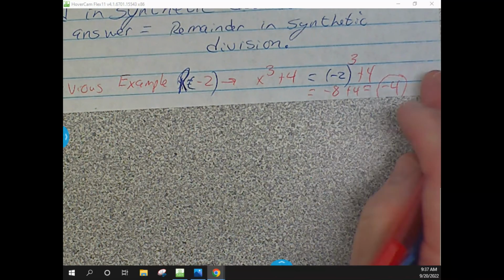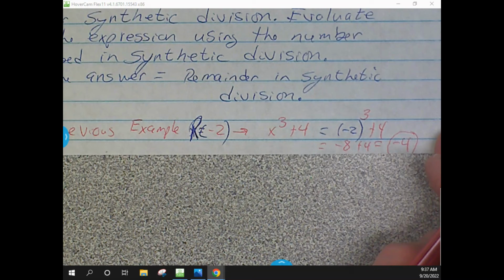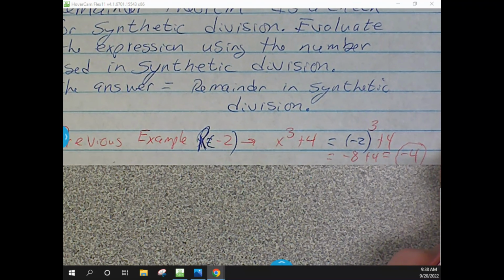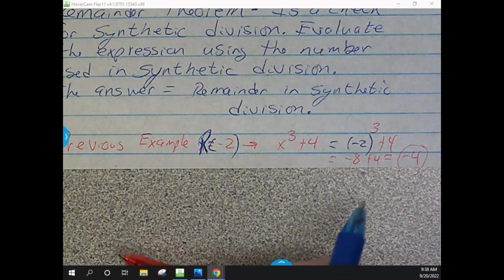Okay. And again, that one was really short, which is actually okay. But the remainder theorem just basically says that you take the number you were going to use in synthetic division, plug it back into the original expression, and then the answer you get here should be the same thing you get for your remainder. Question? Are you straight?